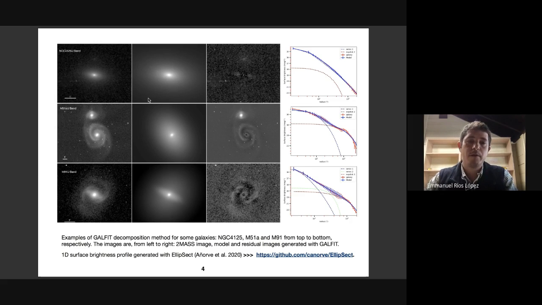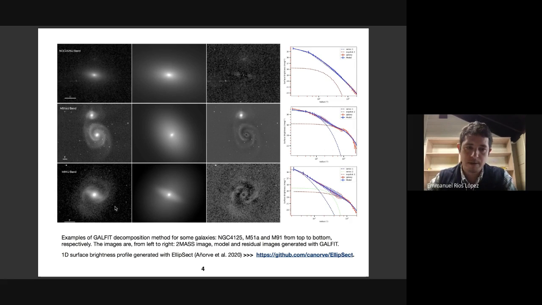From top to bottom, we have three different galaxies of our sample. From left to right, we have in the first column the galaxy image. In the second column, the model generated with GALFIT. In the third one, the residual image given by GALFIT. And in the last column, we have the surface brightness profile for each galaxy.